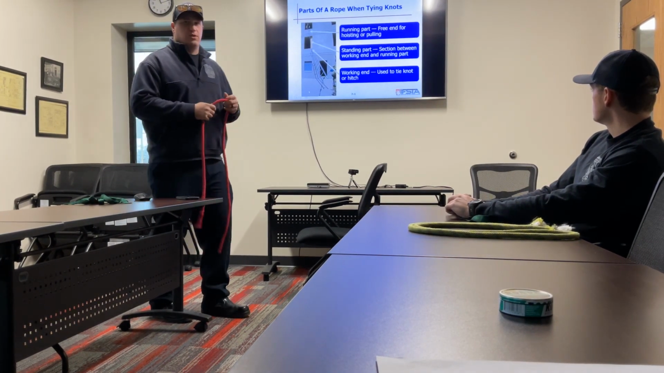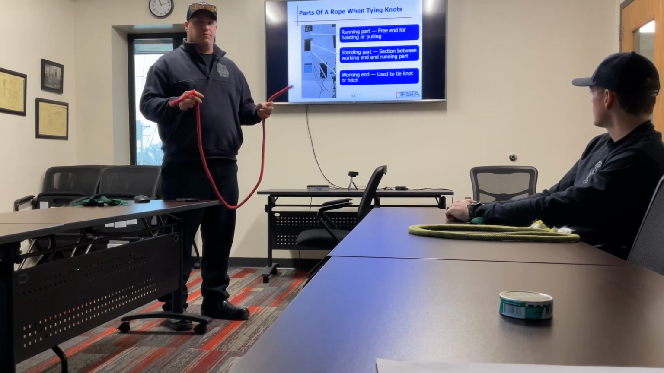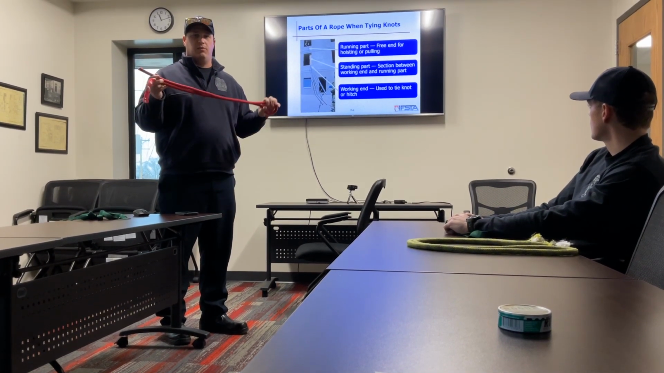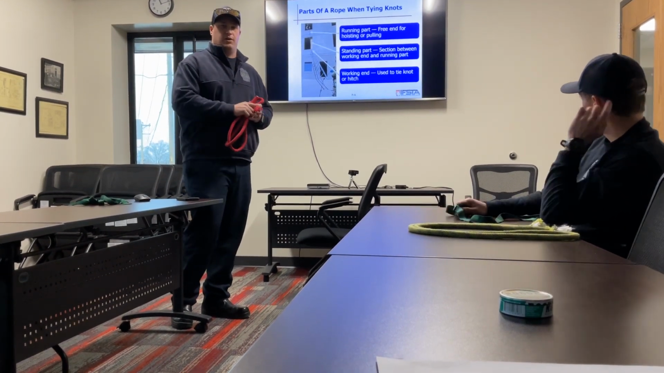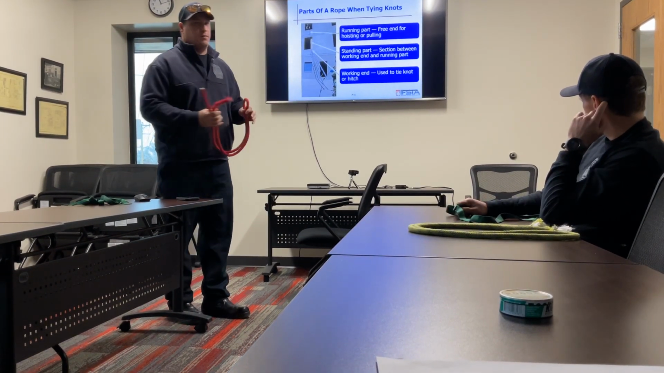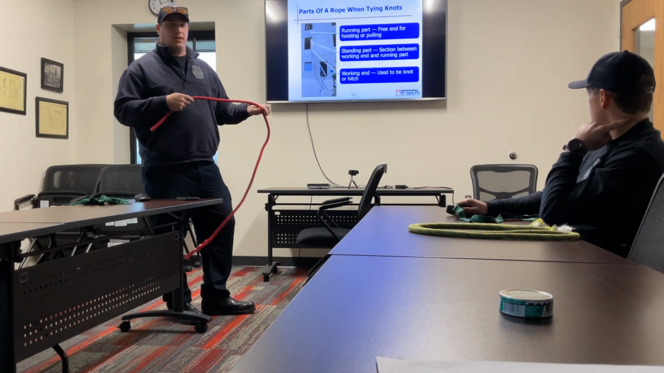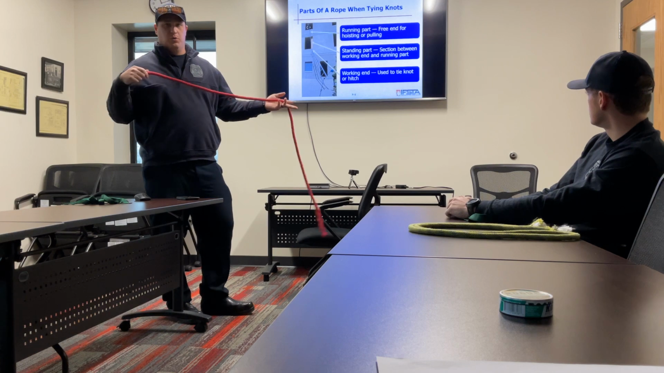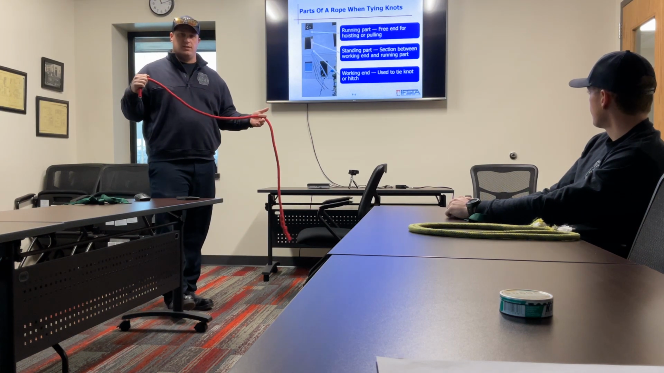So first thing to really start talking about is the different parts of the rope, so you can easily identify what parts you need whenever you're actually making knots or building a system during a rescue or during a training exercise. The first part is going to be the running part. That is going to be the end that you will be using to pull, haul, whatever that you're going to be doing outside of the system.